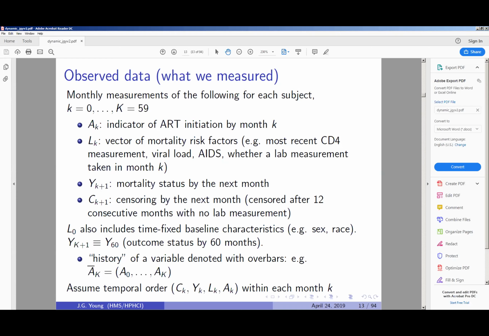And finally, because we have intervals that are of a particular length here, a month long, we have to assume some temporal order within each month. So we assume the order CK, YK, LK, AK. What this assumption means is that, for example, we assume that whether or not you initiated treatment in a given month cannot affect your outcome status within that month, by assuming this Y precedes A in that month. But we allow that treatment initiation status can affect your mortality status in the next month.